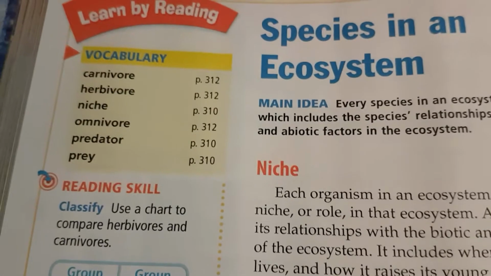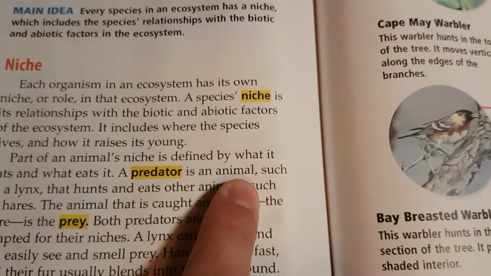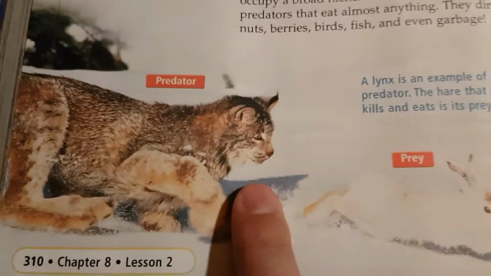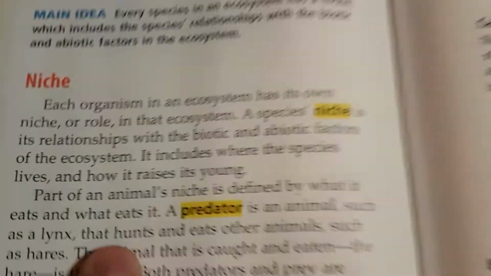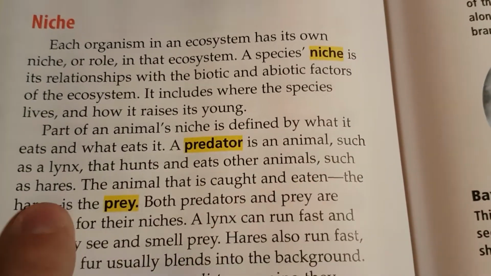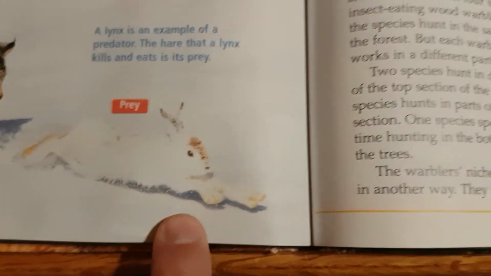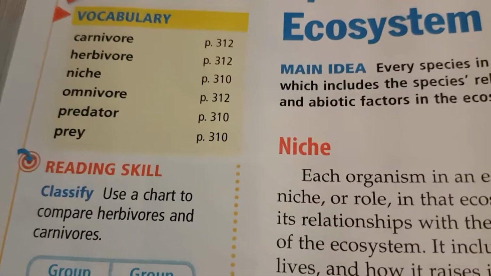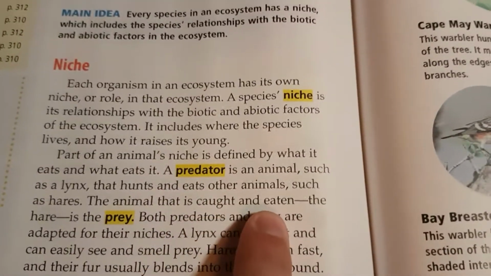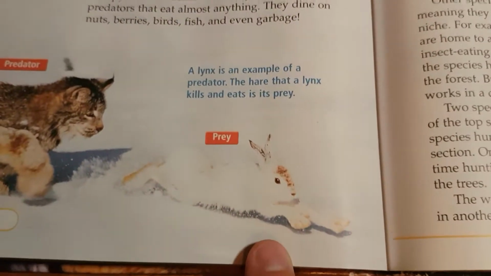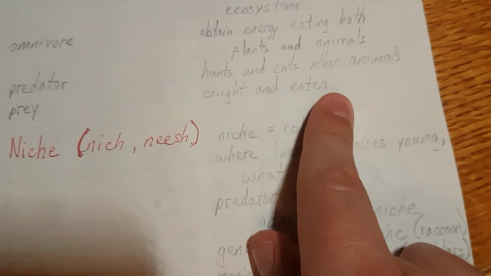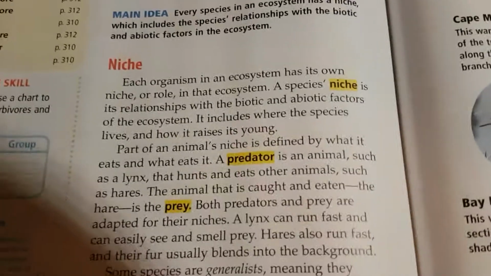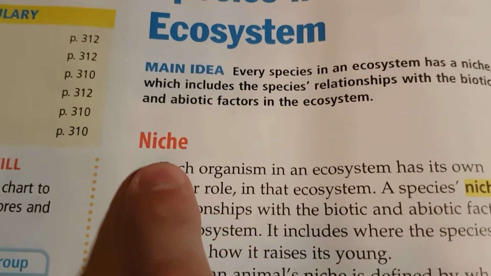Next up, predator. A predator is an animal, such as a lynx, that's this cat right here, that hunts and eats other animals, such as hares. That's this rabbit here. So, predator hunts and eats other animals. And the last one, prey. The animal that is caught and eaten, the hare in this example, is the prey. Prey, caught and eaten.